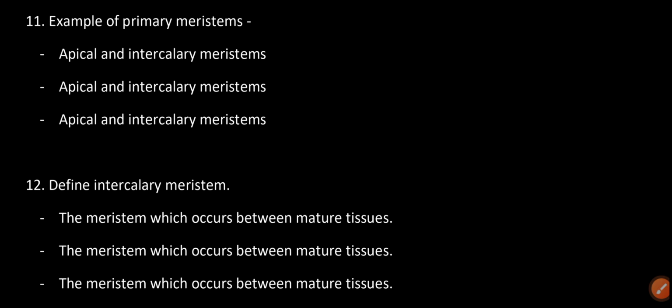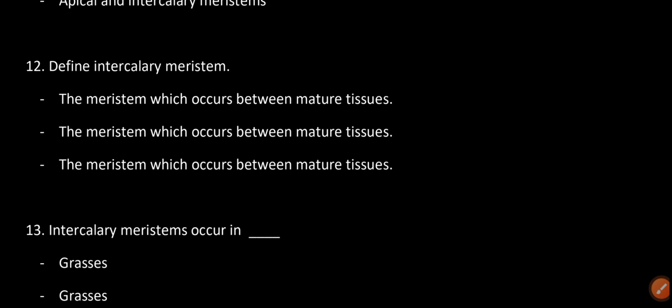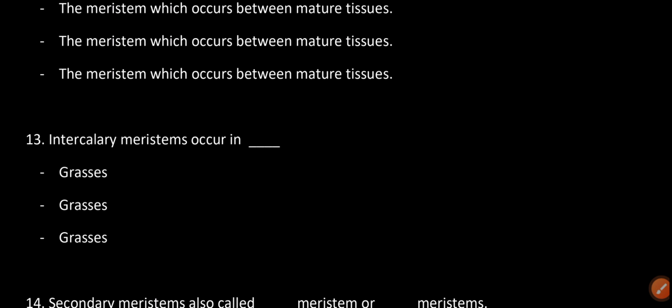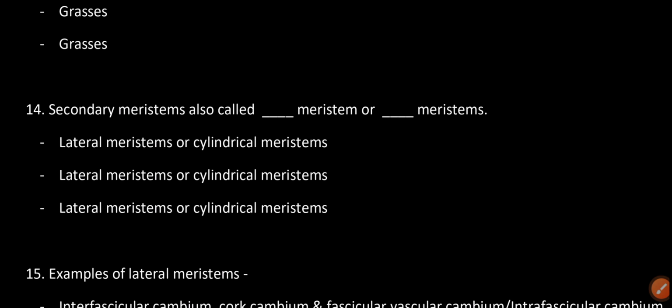Define intercalary meristem. Meristem which occurs between mature tissues. Intercalary meristems occur in grasses. Secondary meristems are also called lateral meristems. Lateral meristems are cylindrical meristems.